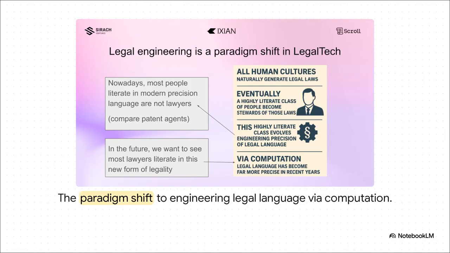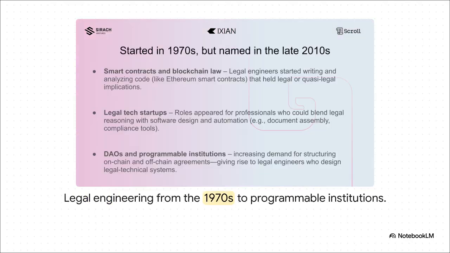Think about it. All human cultures naturally generate laws, and eventually a highly literate class of people becomes the stewards of those laws. But through computation, that highly literate class evolved once again. They became actual engineers of precise, machine-readable legal language. This whole engineering evolution started back in the 1970s by blending legal reasoning directly with software design. Over the decades, this scaled up into blockchain law and ultimately into decentralized autonomous organizations, or DAOs, where computer code actively holds binding legal implications.